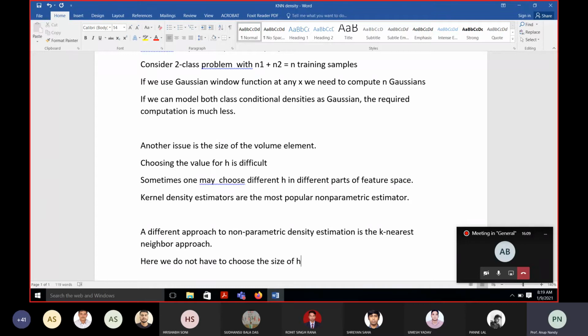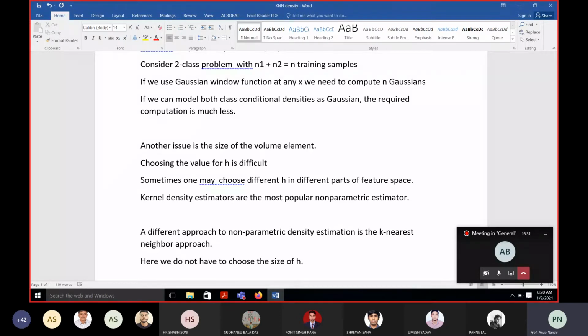Instead you choose the k. It means that if you have n sample points, then out of the n sample points, k sample points lie in a particular volume. That is, how many samples belong to a particular volume. So that is the job that you have to compute. So here you don't need to choose the parameter h.